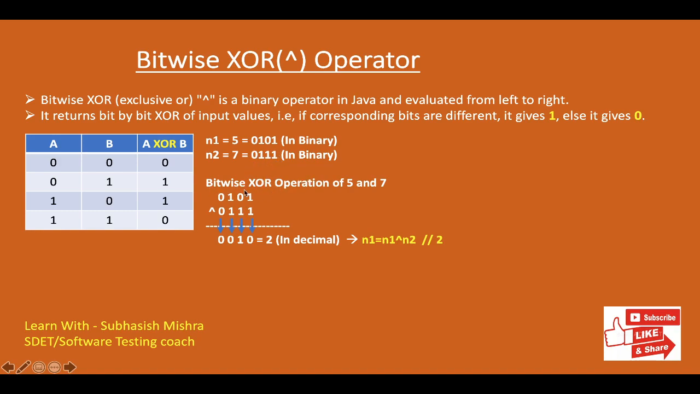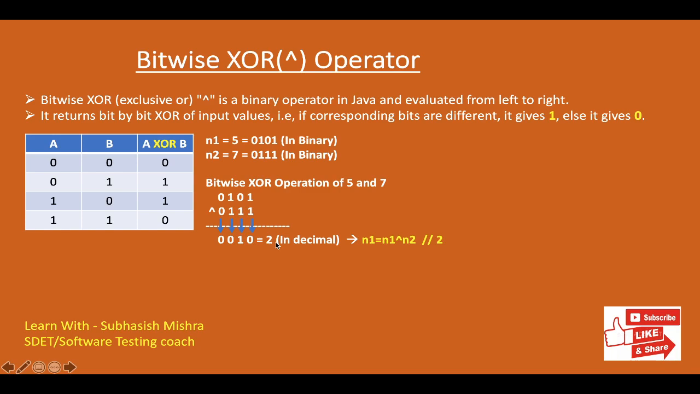Then, the bitwise XOR operation of 5 and 7. This is 5 and this is 7. What we are saying is, if the bits are the same, 1 and 1, the value will be 0. If they are different, 0 and 1, we get 1. Then 1 and 1 are the same, so we get 0. 0 and 0 are the same, so we get 0. So what we got is 0010. This is the binary value. If you convert this binary value to decimal, you will get 2.